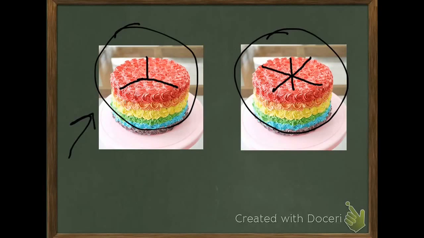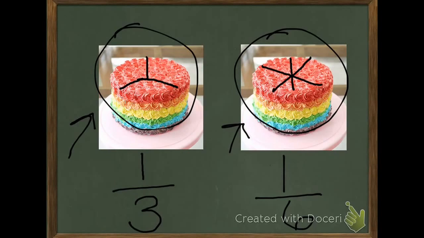This cake right here, I only have 3 total pieces. This cake right here, I have 6 total pieces. If I were to eat just one piece, I would have 1/3 of this cake, and I would have 1/6 of this cake. The numerators are the same, and I want to know which piece is bigger.